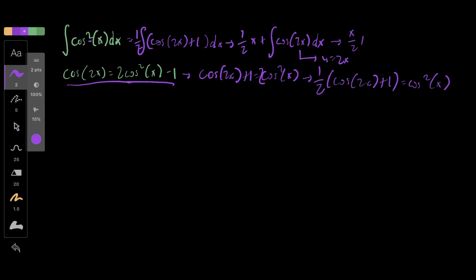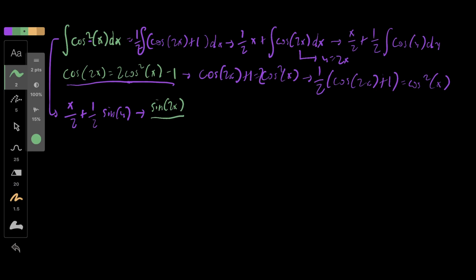This will get us x over 2 plus 1 by 2 cosine of u du, and then integrating, we get x by 2 plus 1 by 2 sine of u, and plugging 2x back in, what we get is sine of 2x divided by 4, actually. Sorry, it needs to be 1 by 2 times this integral also, as we're distributing 1 by 2. So it's sine 2x over 4 plus x by 2 plus C.